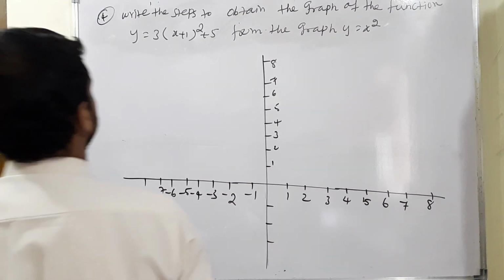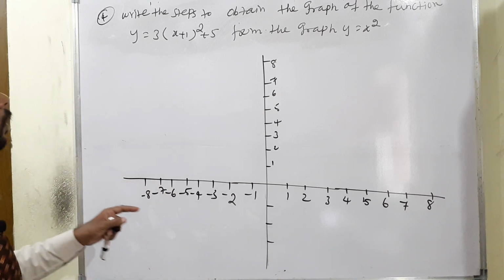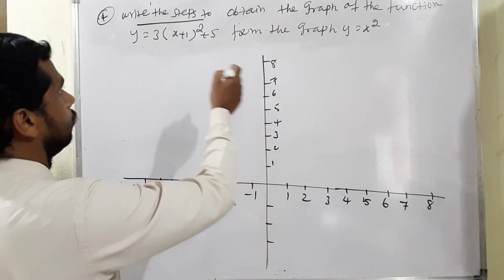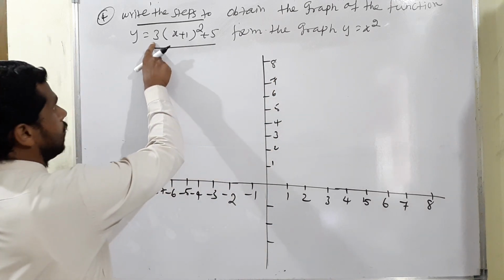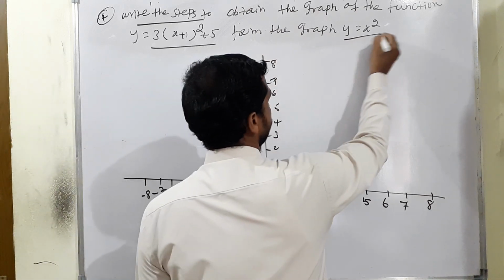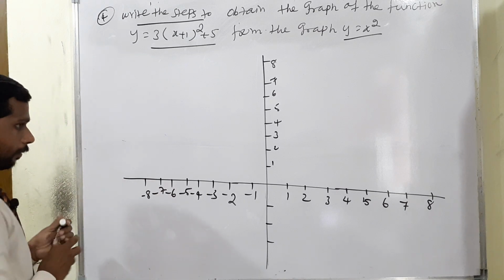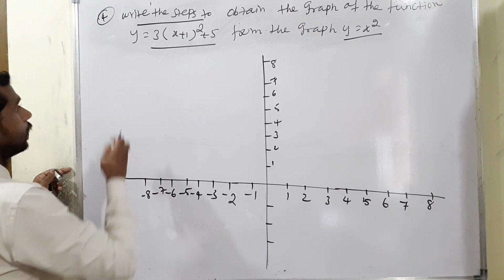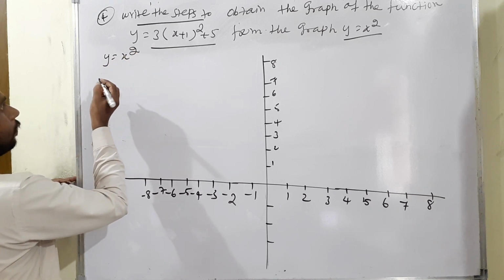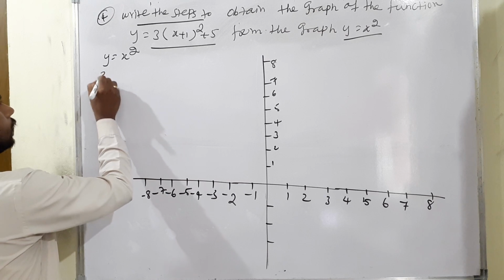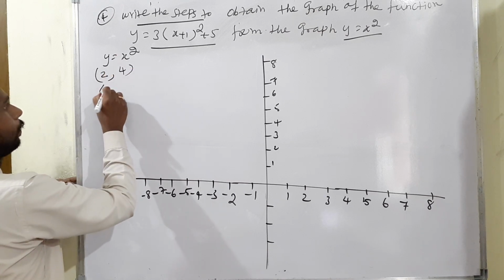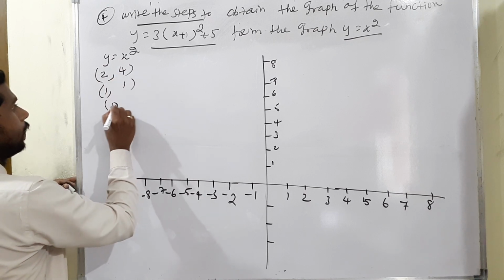I'm moving to question number 4 from exercise 1.4. We have to write the steps one by one. Obtain the graph. The two terms are: first condition, y is equal to 3 times (x plus 1) the whole square plus 5. Another one is y is equal to x square. So y is equal to x square means what are the coordinate points? x is considered for 2, so 2 square means 4. Next condition, x is equal to 1 means 1, 0 means (0, 0).